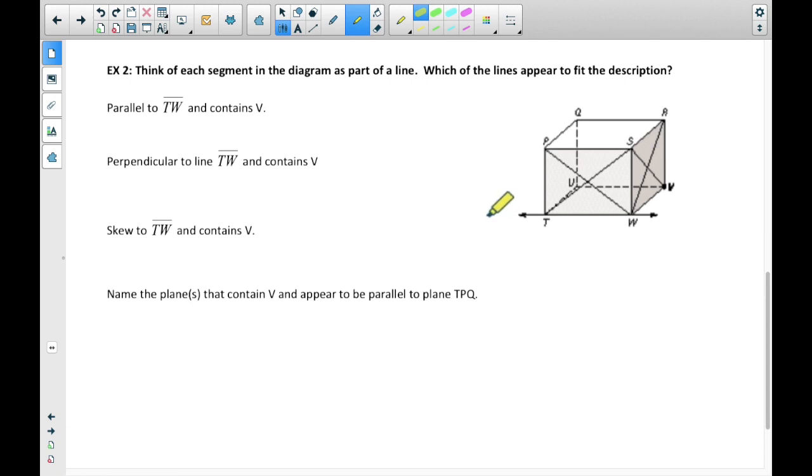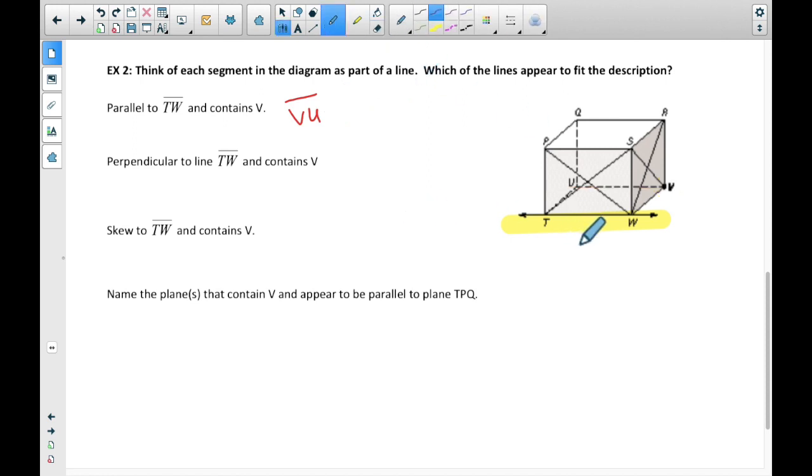Okay, we're going to do something similar here in this diagram. Here we are really focusing our attention on the line TW, so I'll just highlight that so we have it, and the point V, which is back here. So our first one, parallel to that line and contains V. I'm going to say it's this one back here, VU. Those are going to be parallel, and it does include the point V.